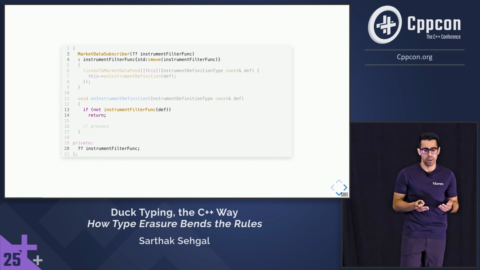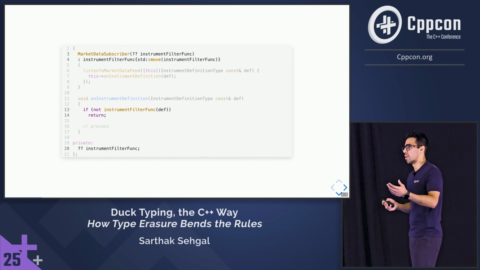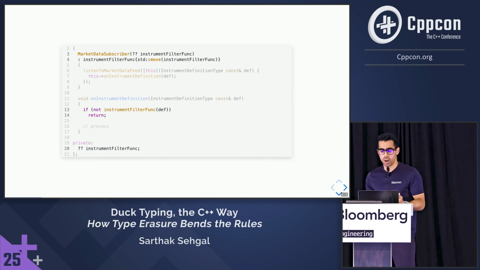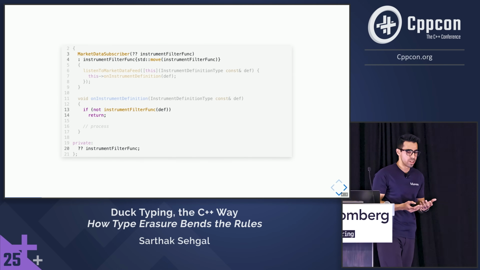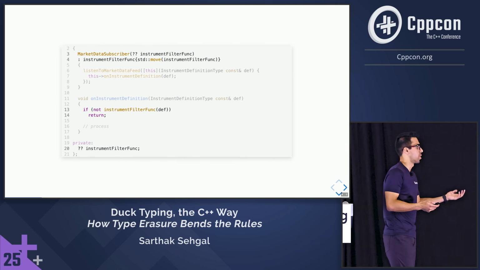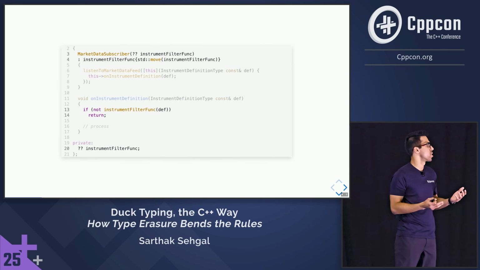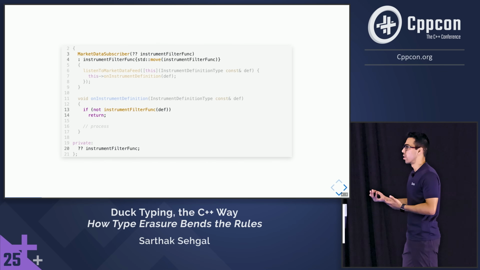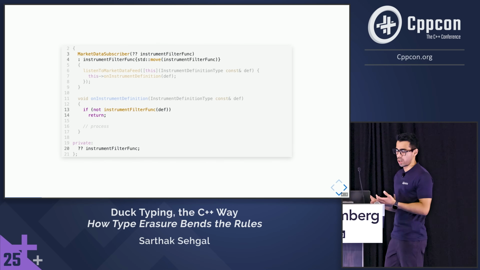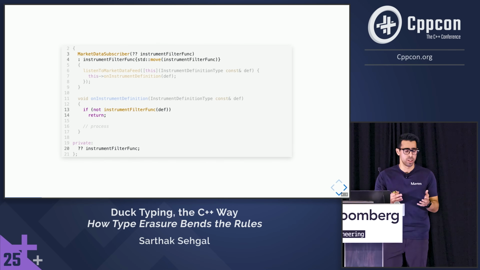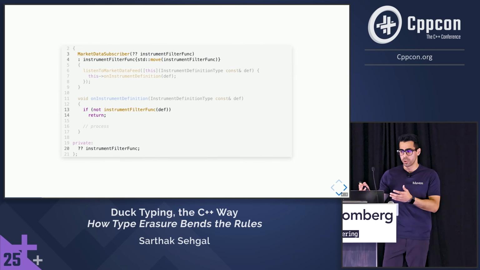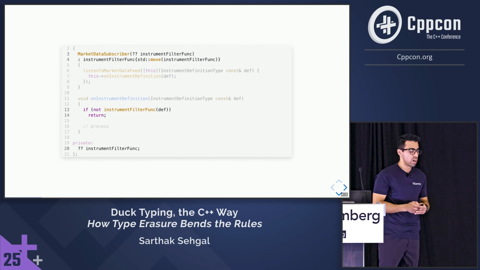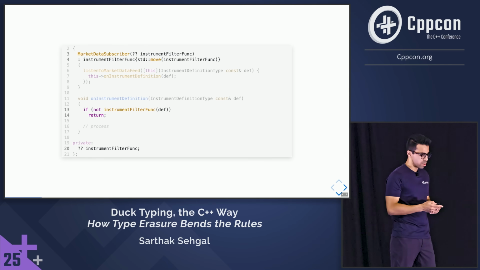This is quite a common pattern where we have a class which accepts a callback in the constructor, and we want to save that function inside the class and invoke it at a later point in time. In this case, this market data subscriber listens to the market data feed, and whenever a new instrument comes in, it invokes this function. If it filters in, it passes it on to the trading logic of the application. Otherwise, it just exits early.